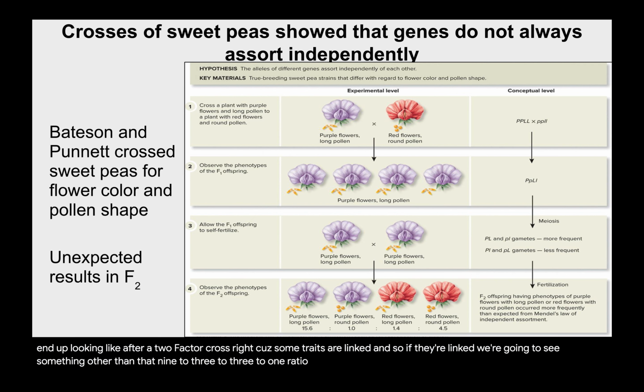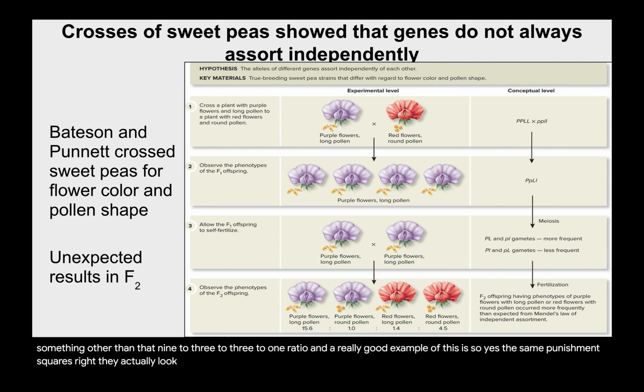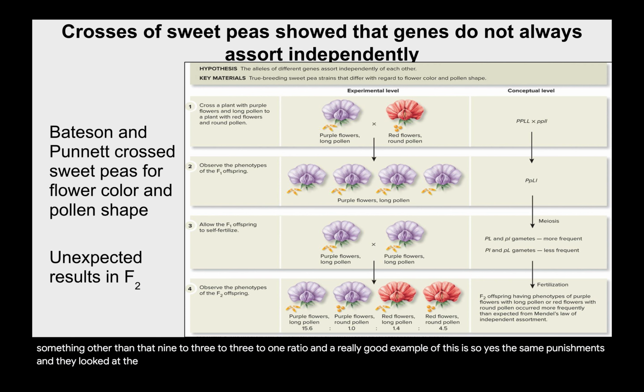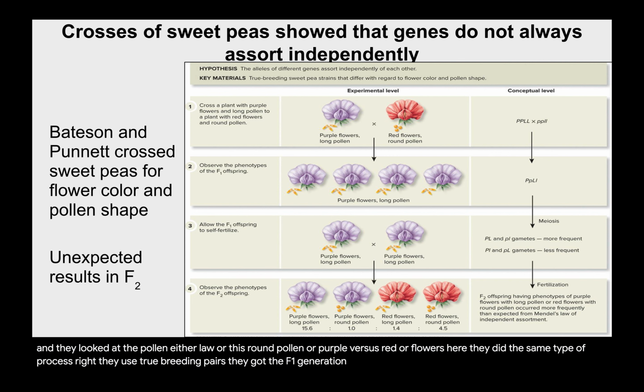And a really good example of this is Bateson and Punnett. So yes, the same Punnett that developed the Punnett squares. They actually looked at sweet pea plants, and they looked at the pollen shape, either long or round pollen, or purple versus red flowers here. They did the same type of process. They used true breeding pairs. They got the F1 generation. They bred this generation together.